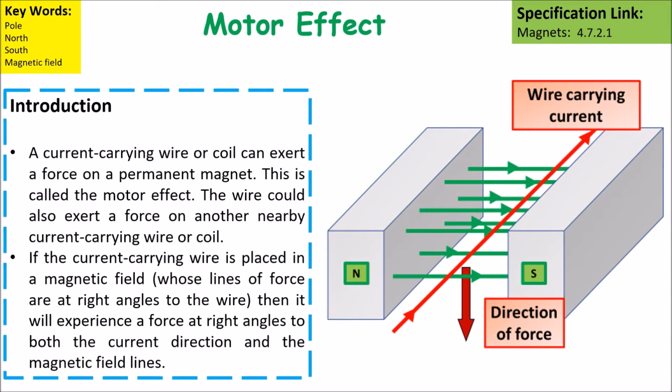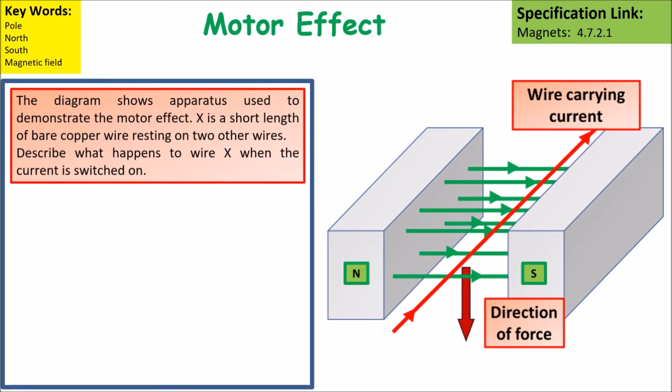A current carrying wire or a coil can exert a force on a permanent magnet. This is called the motor effect, so the wire could also exert a force on another nearby current carrying wire or a coil. So if the current carrying wire is placed into a magnetic field whose lines of force are at right angles to the wire, then it will experience a force at right angles to both the current direction and the magnetic field, which would cause it to move.